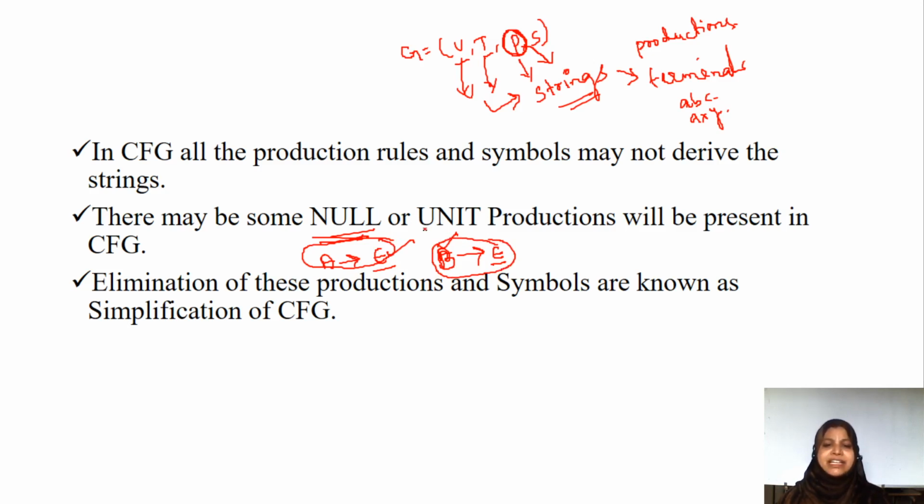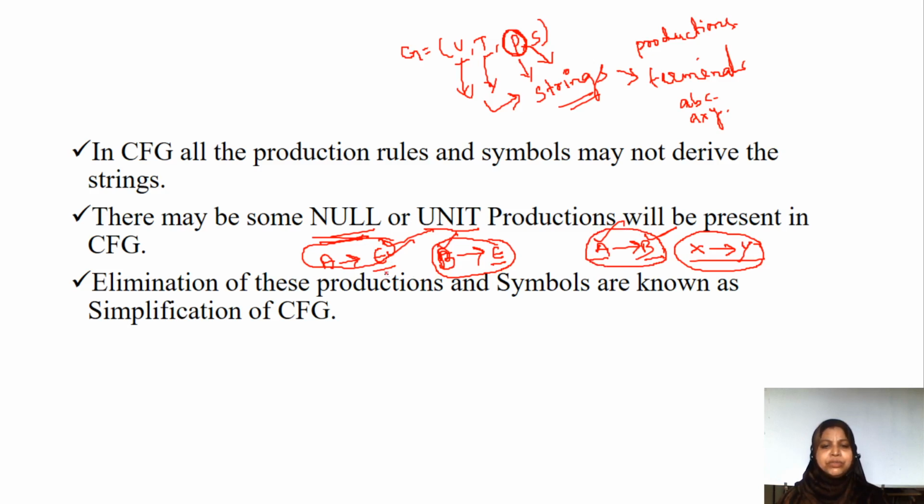In some cases, CFGs have unit productions. Unit production means A tends to B. A is a variable, B is a variable: a single variable on the left-hand side and a single variable on the right-hand side. Then that production is known as a unit production. X tends to Y is also a unit production. We can remove these unit productions also. These are the reductions of CFGs.